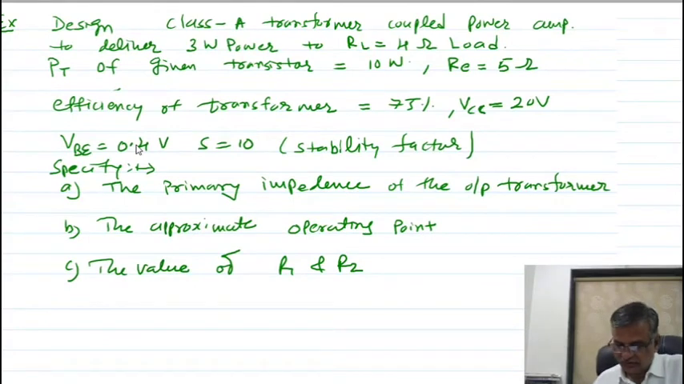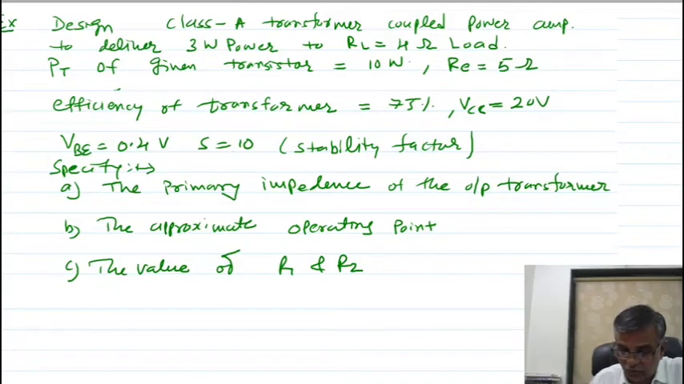See, the question is like this. Design a class A transformer coupled amplifier to deliver 3 watt power to load RL 4 ohm. PT of the transistor is given. Efficiency of the transformer is 75%. VCC they have given 20 volt. VB is given. Stability factor is given. Find the primary impedance of the output transformer, approximate operating point, value of R1. Already you have done such kind of problem. Just for practice we are doing.